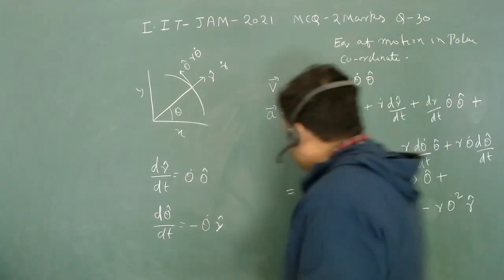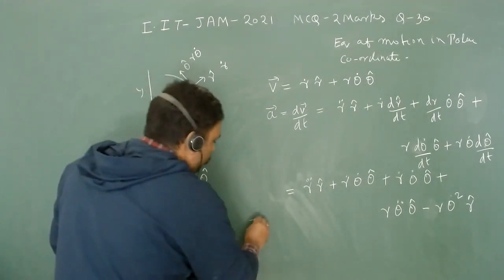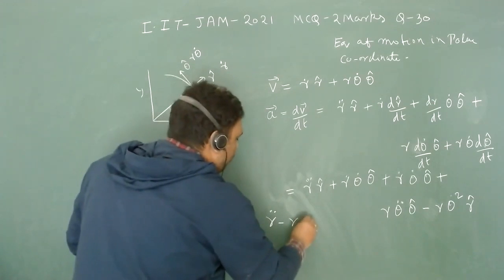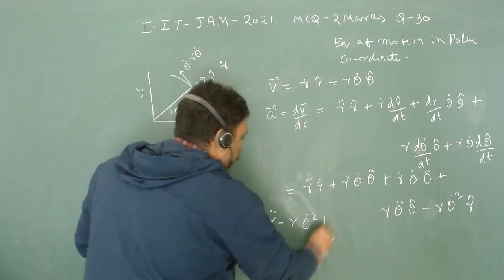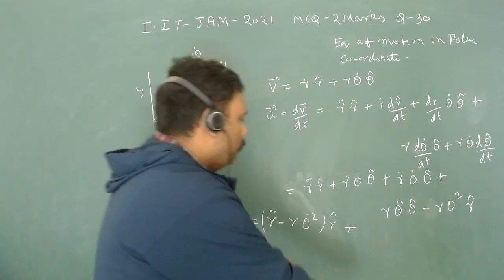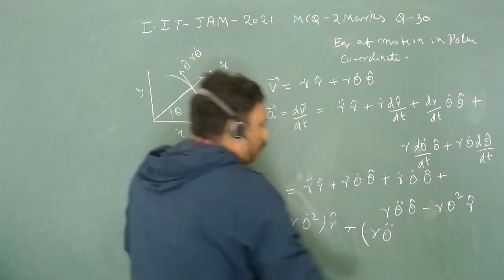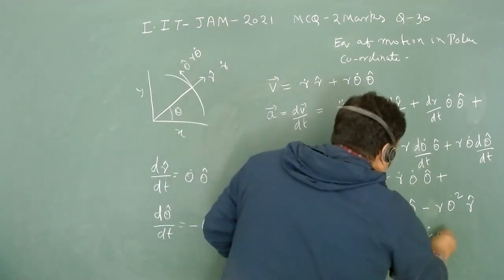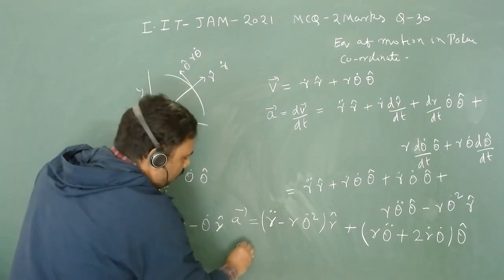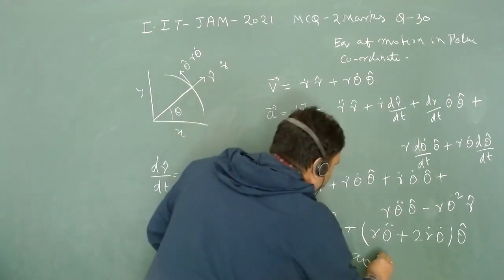So what I will do is collect the coefficients of r cap and theta cap on both sides. So what we will get is r double dot minus r theta dot square in the r cap direction, and these two terms are the same. And for the theta cap coefficient, we get r theta double dot plus 2 r dot theta dot. So I have acceleration, and this acceleration a is nothing but a r into r cap plus a theta in the theta cap direction.